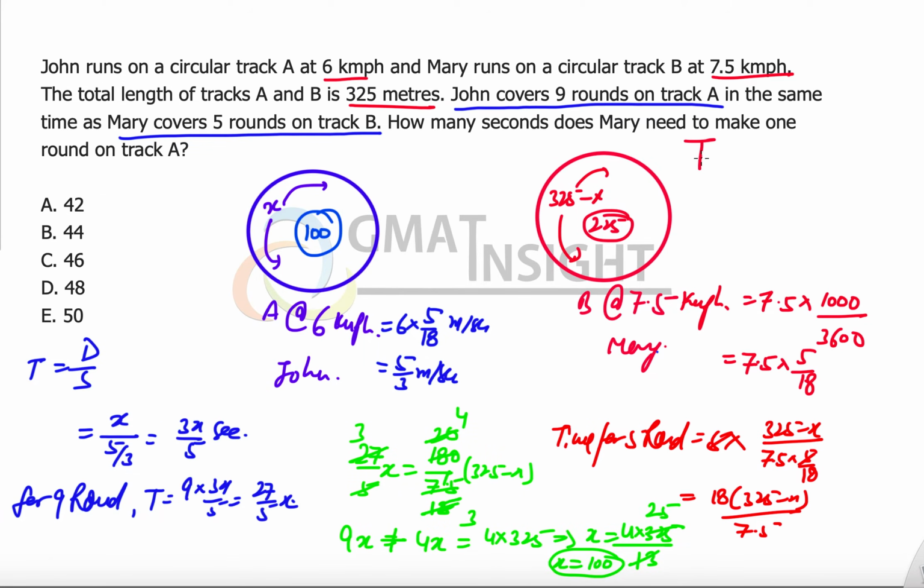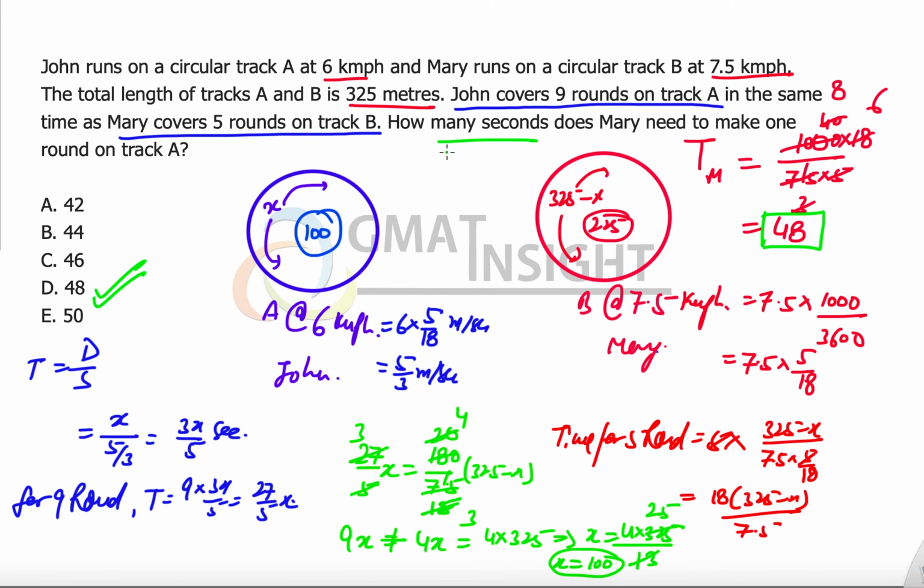So the time of Mary to do one round of track A is the length of the track, which is 100, divided by the speed of Mary, and the speed of Mary we already have. This is 7.5 times 5 over 18. So now let's quickly do the calculation, and 3 cancels 18 6 times, so time becomes 6 into 8, 48. So that means we have done the entire calculation and we have the answer that it takes 48 seconds.